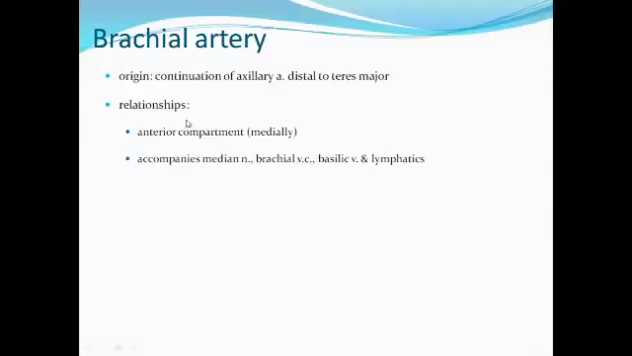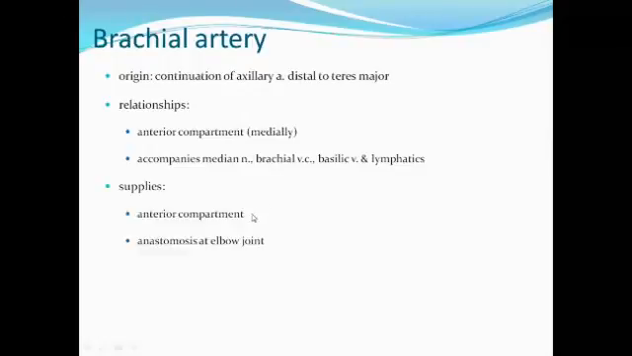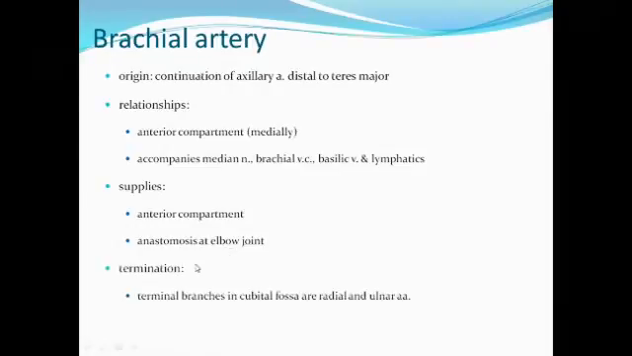Relationships: it's located in the anterior compartment and is found medially in that compartment and accompanies the median nerve, brachial and basilic veins, as well as some lymphatic vessels. It supplies the anterior compartment structures and forms anastomosis at the elbow joint. And the termination of the brachial artery: terminal branches are located in the cubital fossa, and they are named the radial and ulnar arteries that will travel on to supply the forearm.